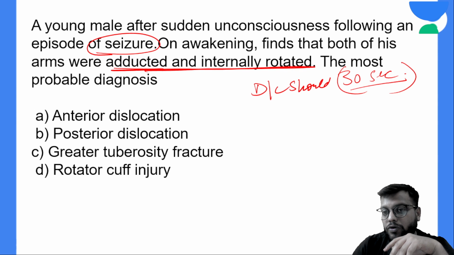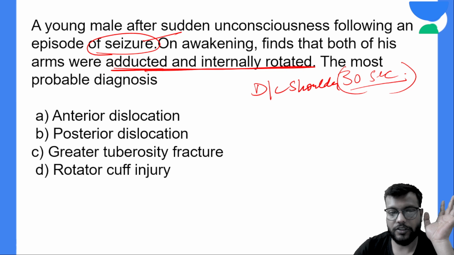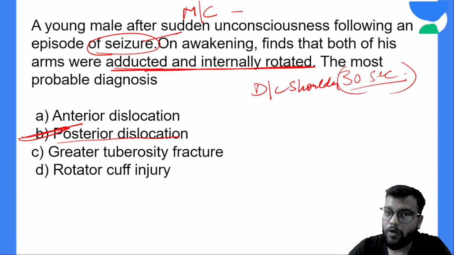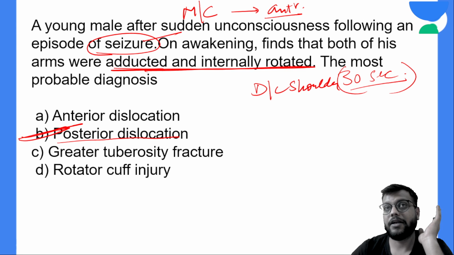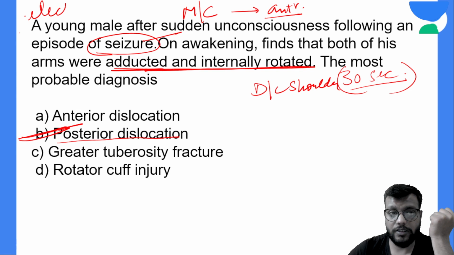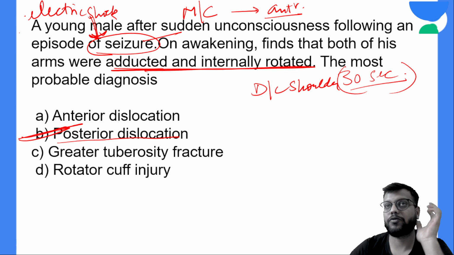And you can get the answer in two ways. In seizure also posterior dislocation is most common, and in posterior dislocation also you will have the attitude of adduction and internal rotation. So this is your posterior dislocation of the shoulder joint. Whereas most common overall is your anterior dislocation, of the subcoracoid type. And in case of seizures or epilepsy or electric shock, in all these cases the most common dislocation is a posterior dislocation.